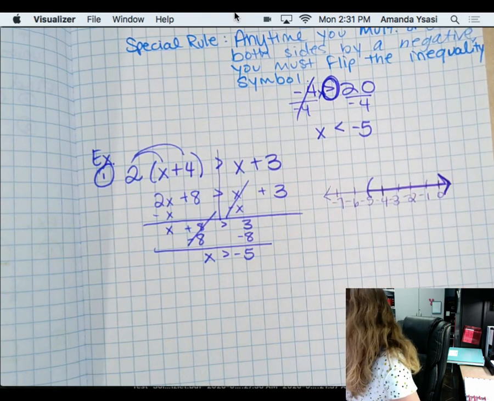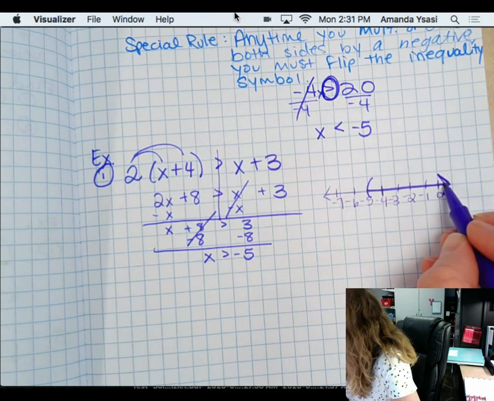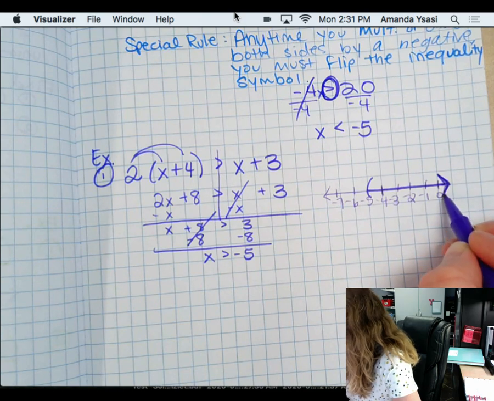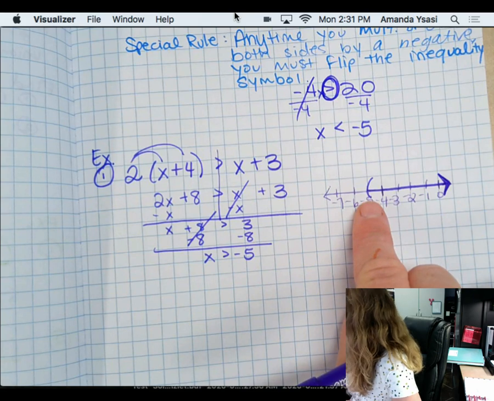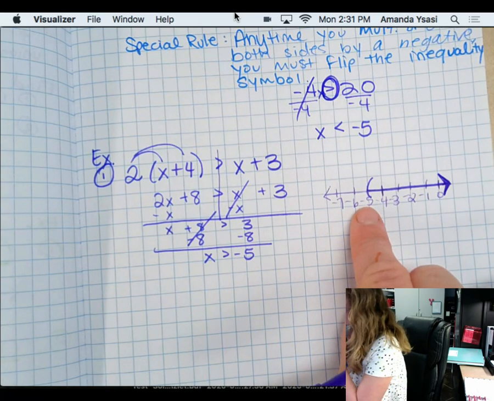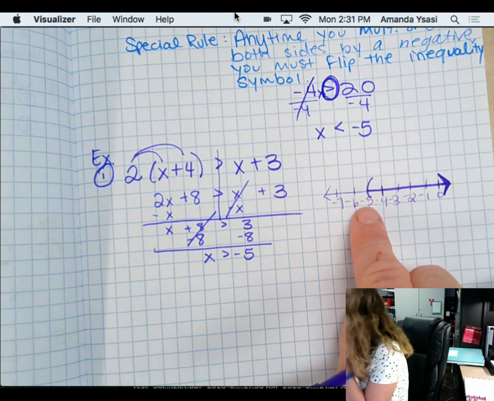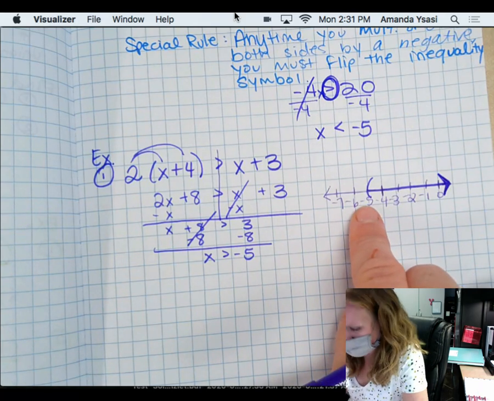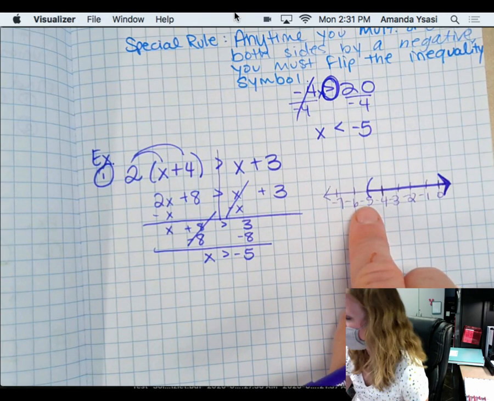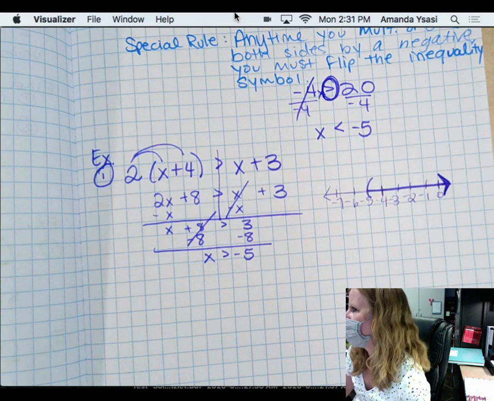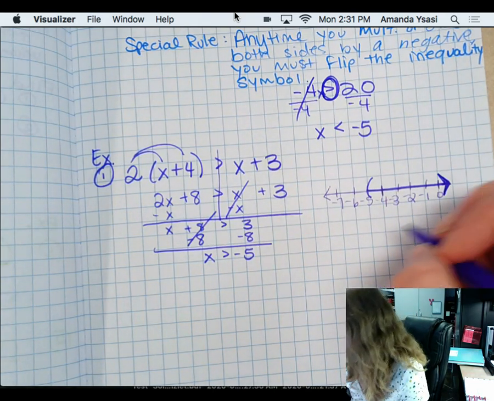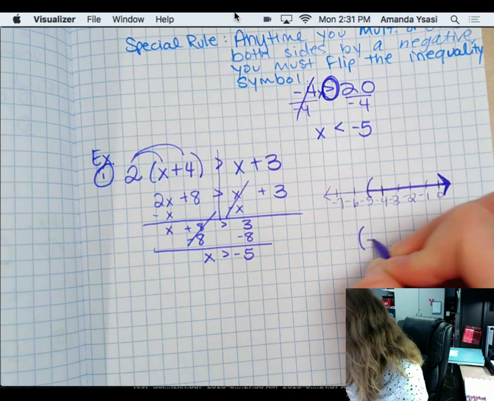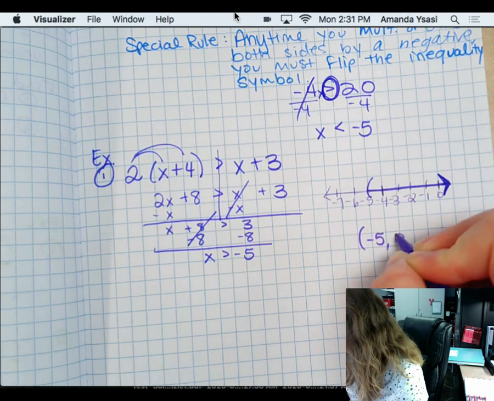I think what we had been doing before this class was putting it as an open circle. So we're just changing that to parentheses. I think that's how Pearson has it, which you can have it as an open circle on your paper because that's what you're used to, and then just turn it to a parentheses. So then our interval notation would be negative 5 to infinity.